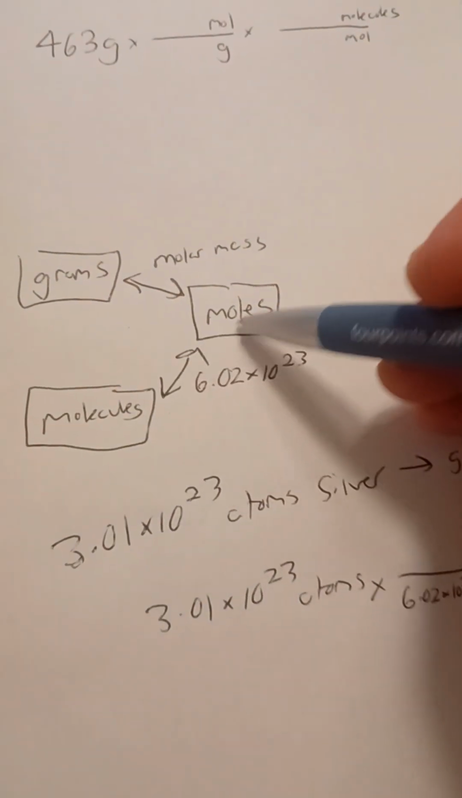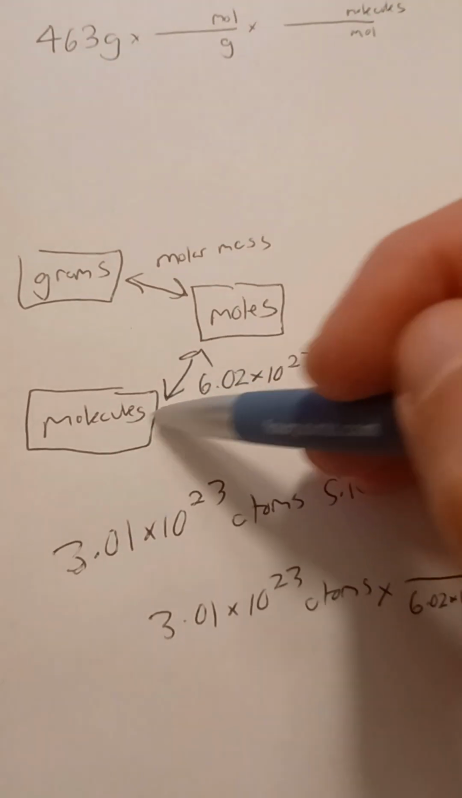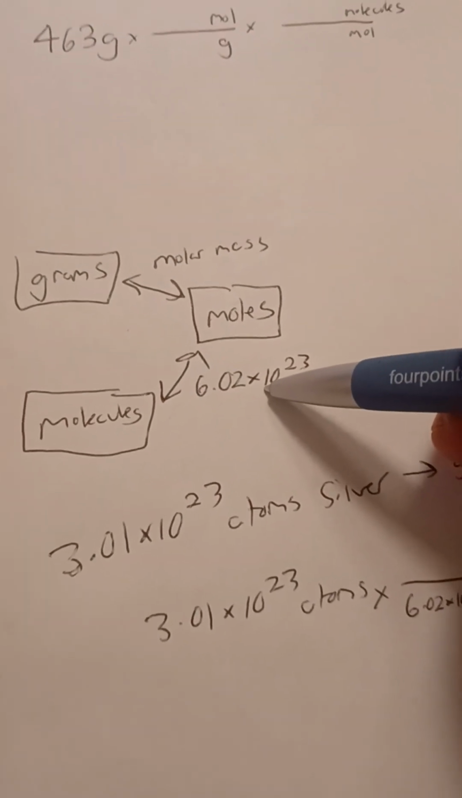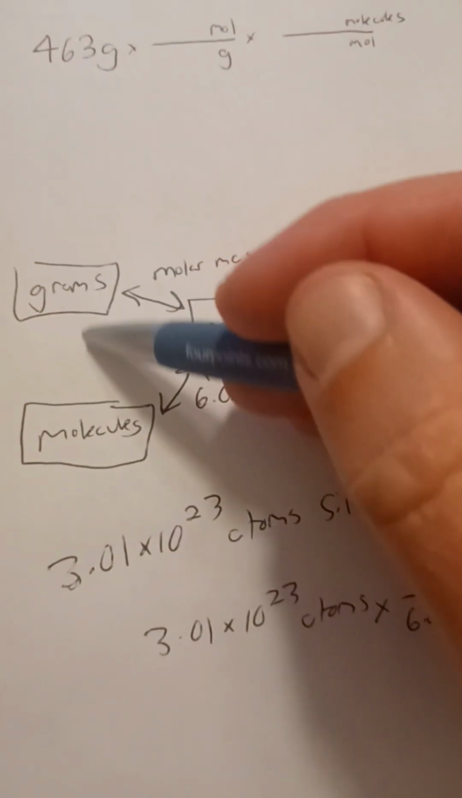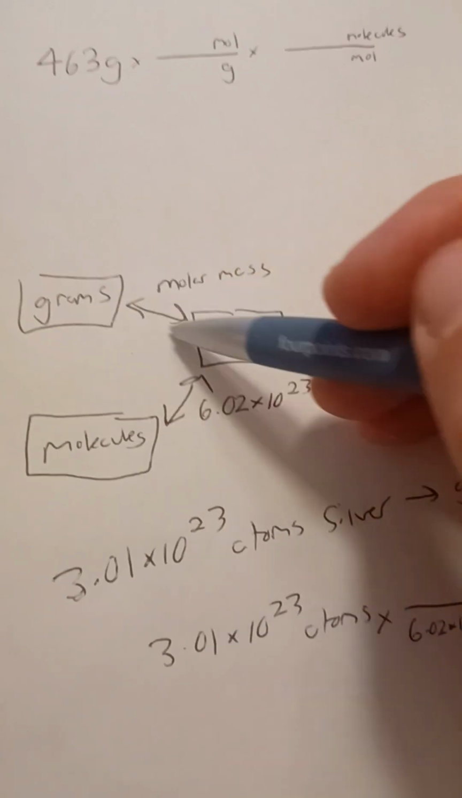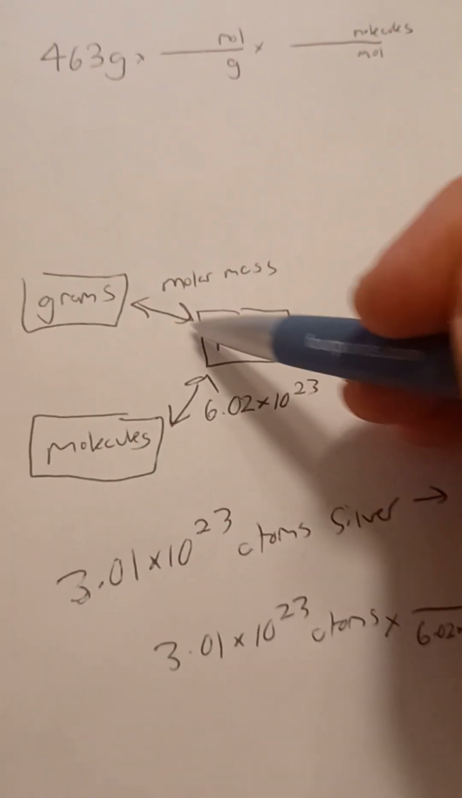If you have molecules and you want to get moles, or you have moles and you want to get molecules, you're going to use Avogadro's number, which is the 6.02 times 10 to the 23rd. There is no way to go directly from grams to molecules or from molecules to grams. So you have to work through moles to get there. So it kind of takes 2 steps.